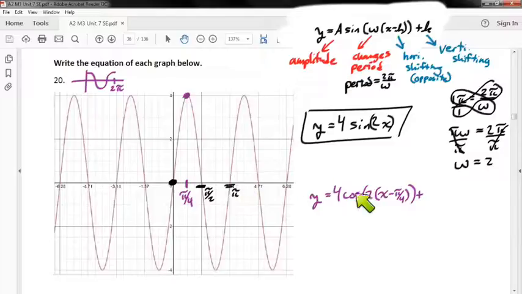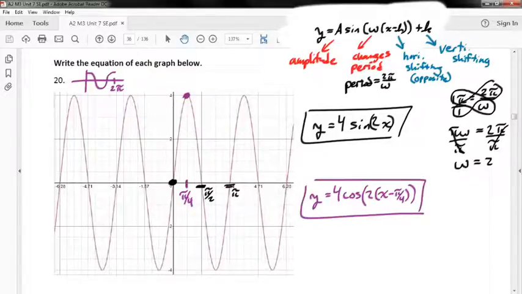I got it. Okay, now the vertical shift. Is there a vertical shift? Did we move up or down? No? Okay, so let's get rid of that plus sign right there. We're done. This is what it would look like if it was cosine.